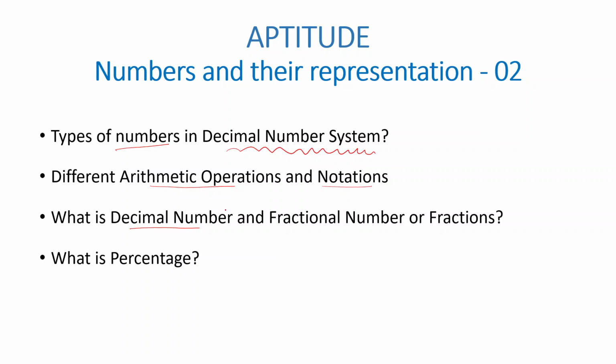Next we have to see the decimal number, so be careful about that. A decimal number is different from the decimal number system. The decimal number is one category or one type in the decimal number system, so don't confuse that. Then we come to fractions, or fractional numbers, which we can also call rational numbers. We are going to discuss what a rational number is among the different types of numbers, and what a percentage is. There is a link, or conversion, between decimal number, fraction, and percentage.